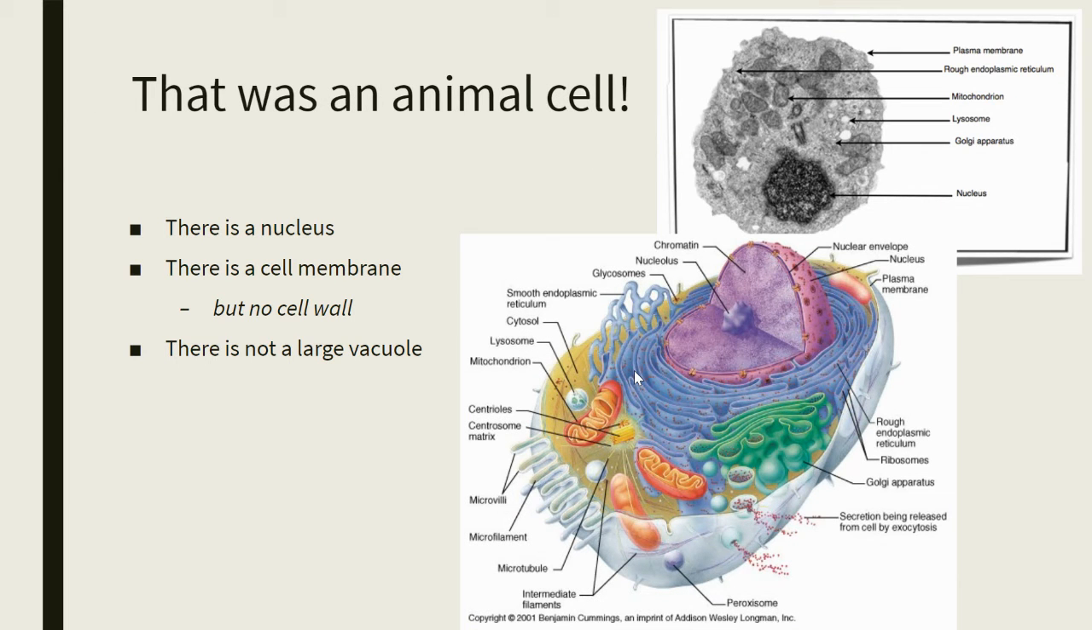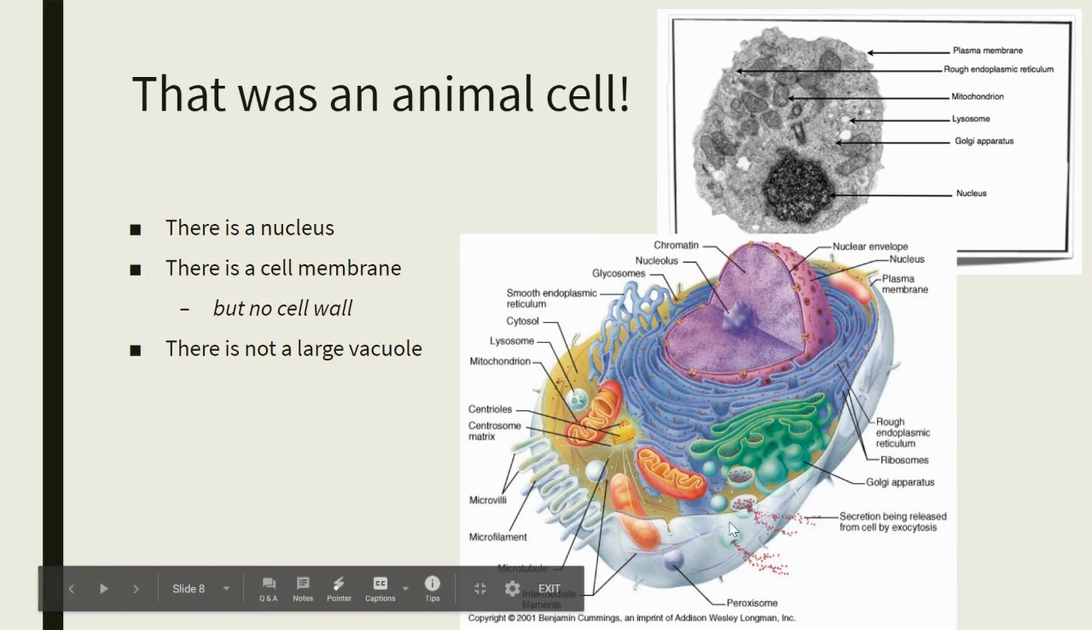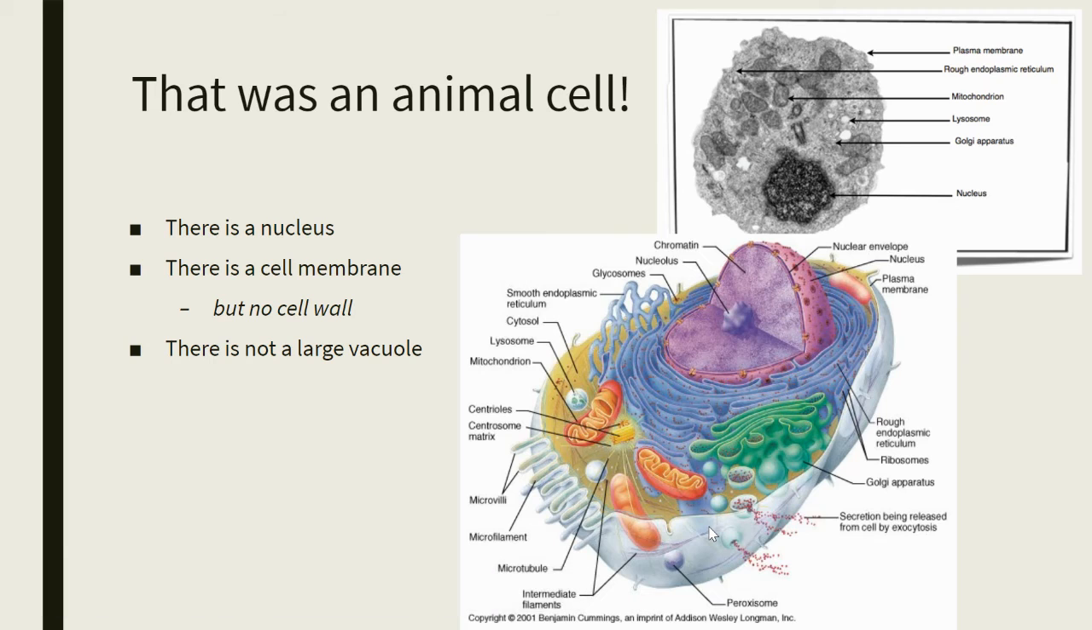What you saw there was an animal cell. There is a nucleus, note that, and the nucleus is going to contain the DNA. There is a cell membrane on the outside, but there is no cell wall. So animal cells don't have a cell wall at all. They can change shape a little easier because of that.